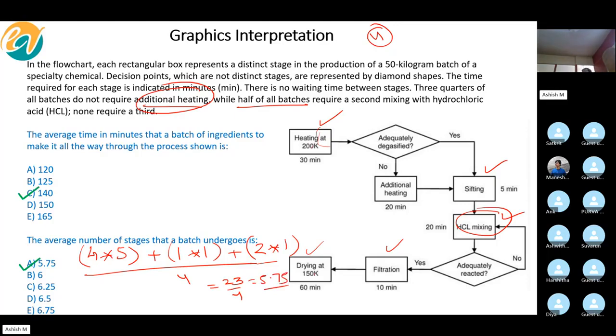So exactly the same approach for both these questions. Again, one tricky part was, why did we assume 4 as the total number of batches? Well, this was just from a computational simplification perspective, because we are talking about 3/4, which is 3 by 4, and half. So essentially, I just took the LCM. So we've taken 4 here. Obviously, you could have taken an 8 or a 16 or whatever, but 4 is the simplest.